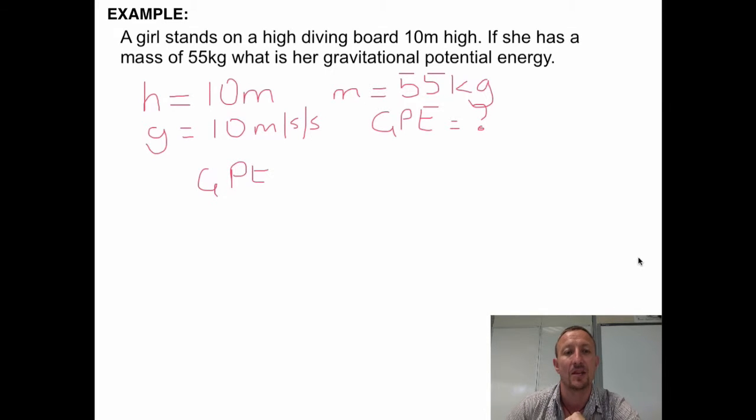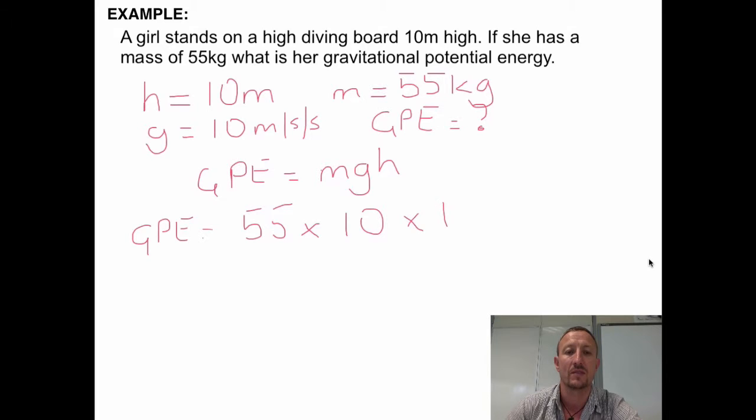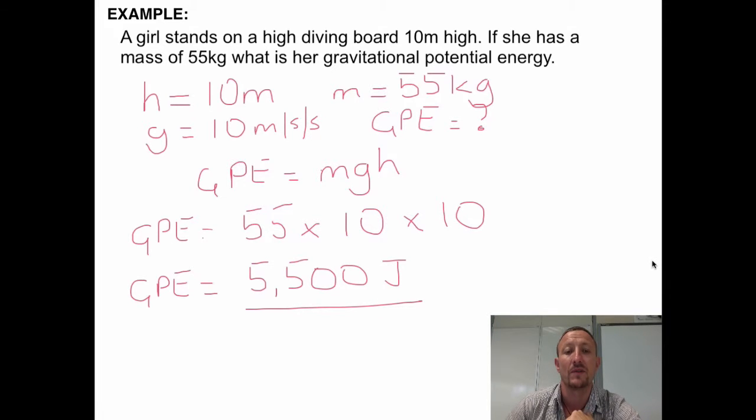So we're looking at GPE. It's mass times gravity times height. Okay, so we just substitute in for those variables. So the mass is 55. The acceleration due to gravity is 10, and the height is also 10. So when we put all that together, we're going to get a GPE of 5,500 joules. Now this obviously can be converted to kilojoules, and then it would be 5.5 kilojoules if we divide by 1,000.